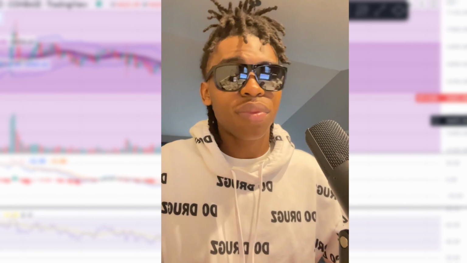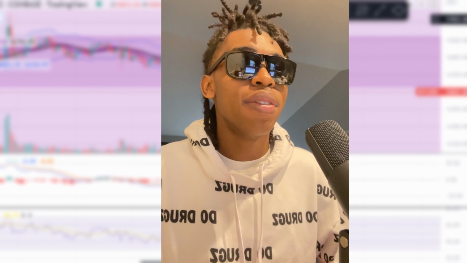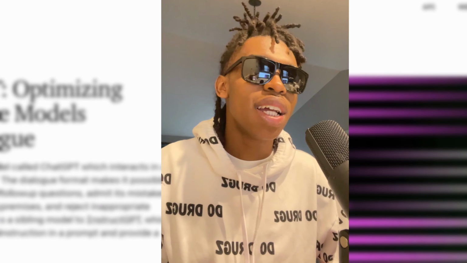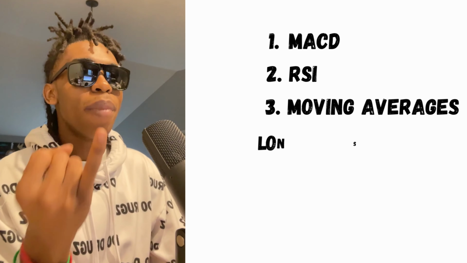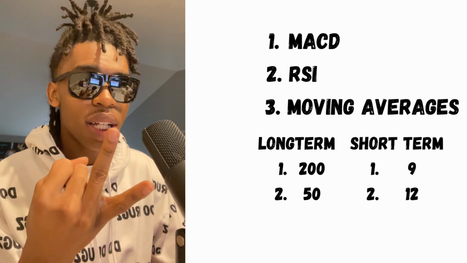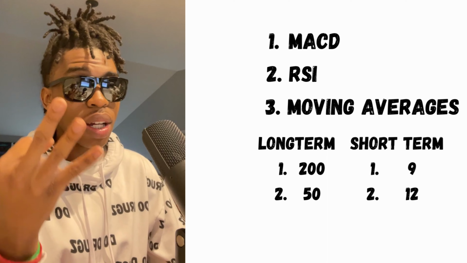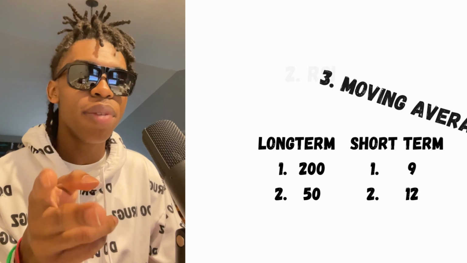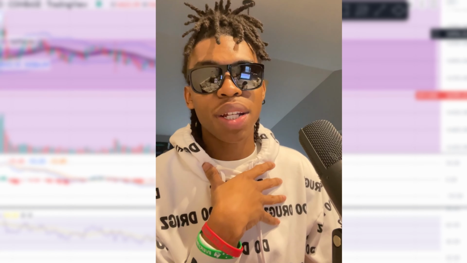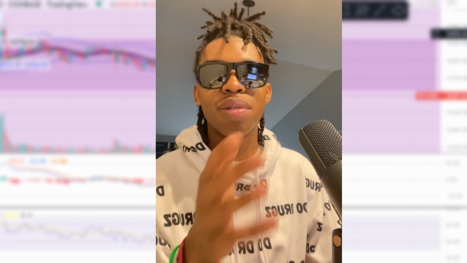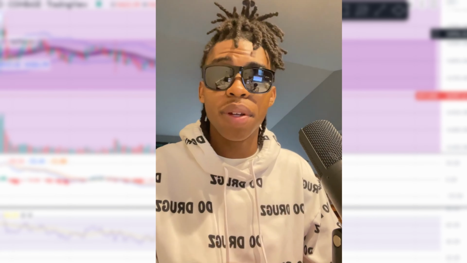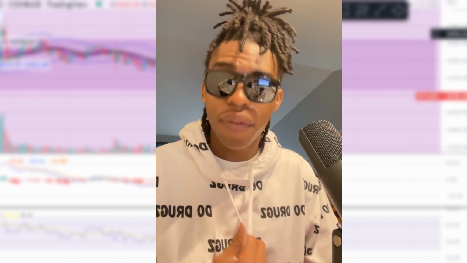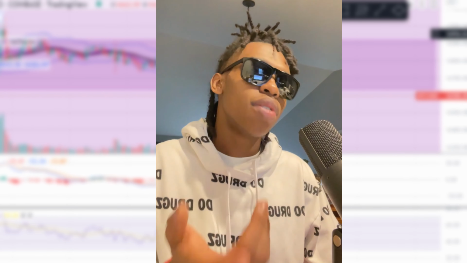But look, like I said, if you do want to trade using ChatGPT, it recommends using the MACD, the RSI, moving averages. Now the moving averages depend on your favorite. It recommended the 250 moving average, but I'm a scalp day trader. I can't use that, it's going to be forever for me to find an entry waiting on the 250 moving average to cross. So I use the 9 and the 12.